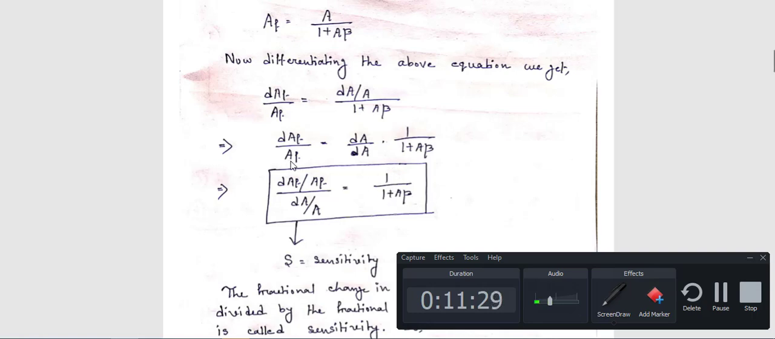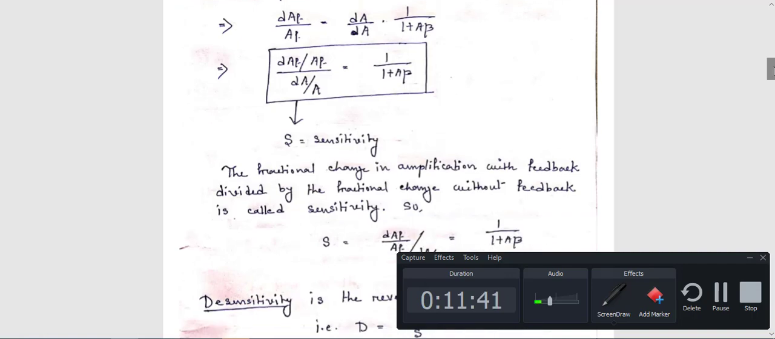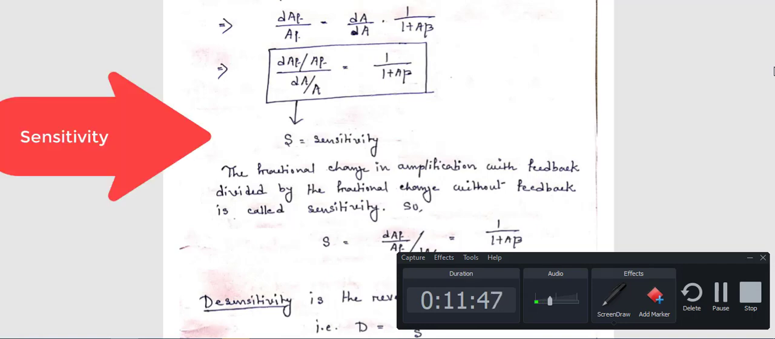plus A beta. Now this part, dAF by AF divided by dA by A, is known as the sensitivity of the amplifier. Again I am saying this part is known as sensitivity. So what is sensitivity? You can say it is the fractional change in amplification with feedback, that is dAF by AF, divided by the fractional change without feedback, that is dA by A. So the fractional change in amplification with feedback divided by the fractional change without feedback is called the sensitivity of the feedback amplifier. Now sensitivity of which feedback amplifier?